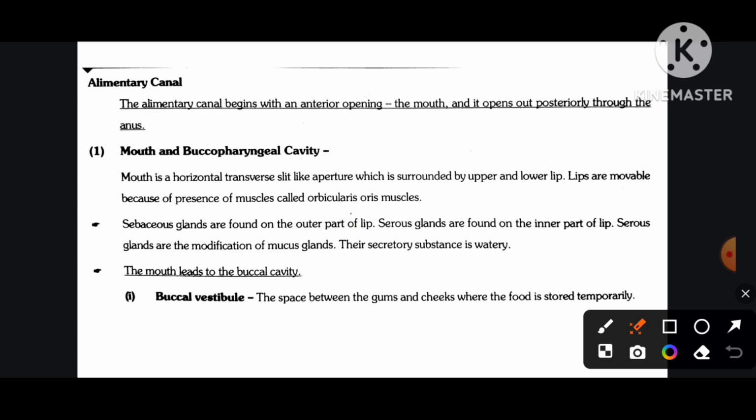Sebaceous glands are found on the outer part of lips. Serous glands are found on the inner part of lips. Serous glands are a modification of mucous gland. Their secretory substance is watery. The mouth leads to the buccal cavity. Number 1, buccal vestibule, the space between the gums and cheeks where the food is stored temporarily.